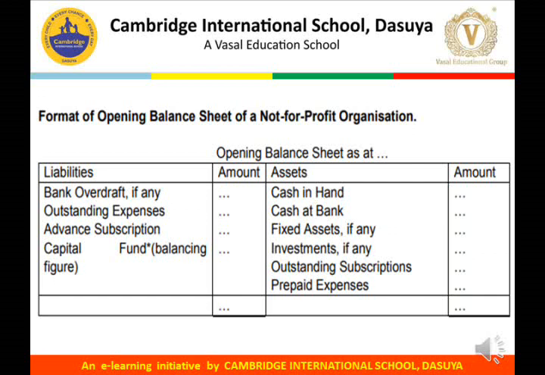But if it is not given, we have to calculate it. Total of asset side minus total of outside liabilities, that is just like here bank overdraft, outstanding expenses and advance subscription, we will get the balance of capital fund. That's why it is written as balancing figure.